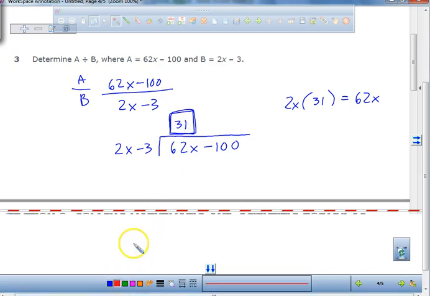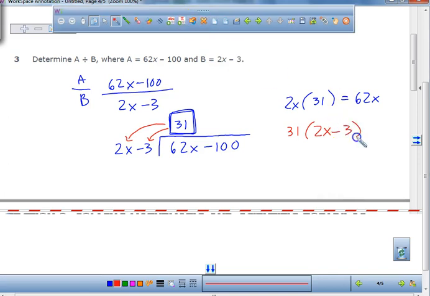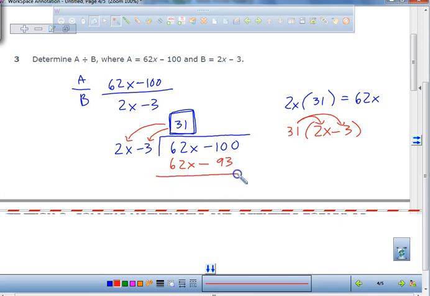Now you're going to take that 31 and distribute it to the 2x, and to the negative 3. You're multiplying 31 by both numbers, the 2x minus 3. So what's 31 times 2x? That's 62x. What's 31 times negative 3? Negative 93. You notice how all of this is not going to cancel out now?